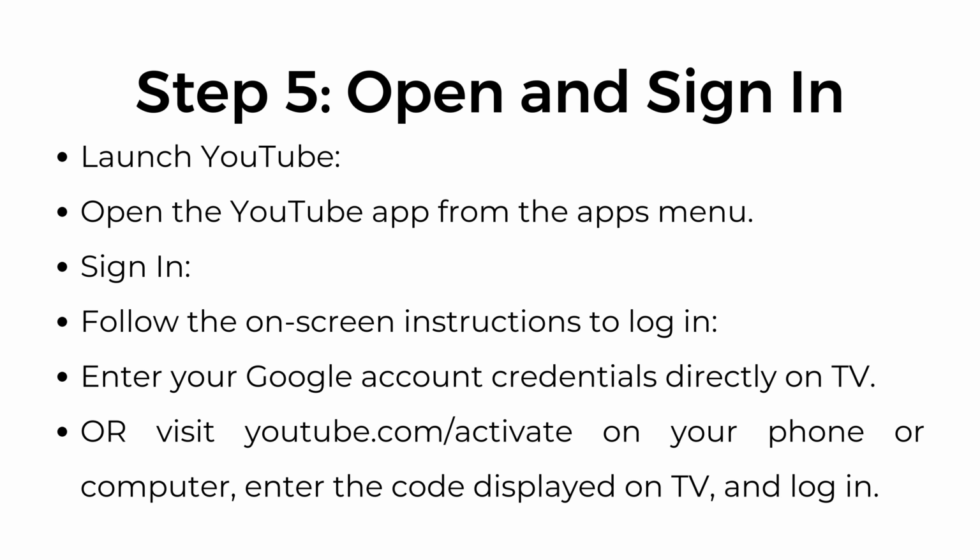Step 5. Open and sign in. Launch YouTube. Open the YouTube app from the app's menu. Sign in. Follow the on-screen instructions to log in. Enter your Google account credentials directly on the TV, or visit youtube.com/activate on your phone or computer, enter the code displayed on your TV, and log in.